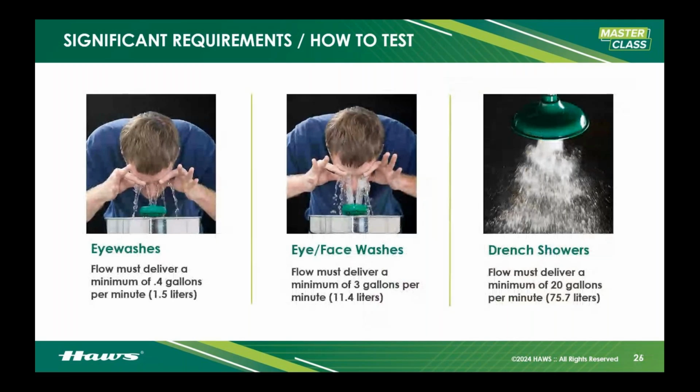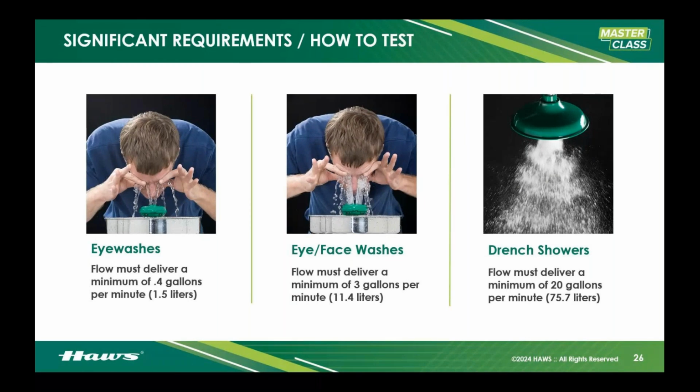Now, each type of equipment has a minimum flow rate. For an eye wash, you have to have a minimum of 0.4 gallons per minute coming out of it. An eye face wash is 3 gallons per minute, and a drench shower is 20 gallons per minute. That is the minimum amount of water, which means it can be much more than that, but you have to be careful. Some places, you're dealing with nasty corrosives that, even in just 10 seconds, leave you in bad shape by the time you get to that emergency equipment.